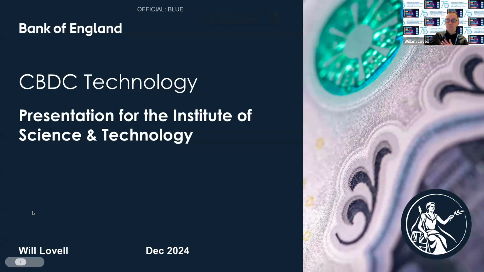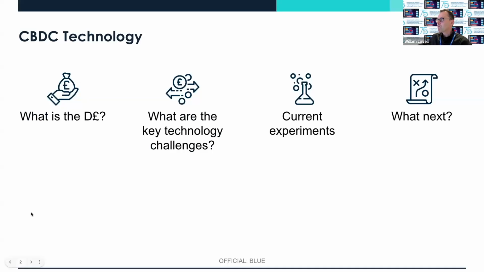And thanks, everyone. As you said, this is a presentation about the challenges of technology for a central bank digital currency. So I've put together a short agenda that goes like this. First of all, I just want to talk about what the digital pound actually is, what the requirements for the digital pound are, because CBDCs in different parts of the world do look slightly different. Then I'm going to go really into the key technology challenges. And as we go, talk about the experimental work that we're doing in the bank right now and in the next year or so. Then we'll round it up by looking at what's coming next.